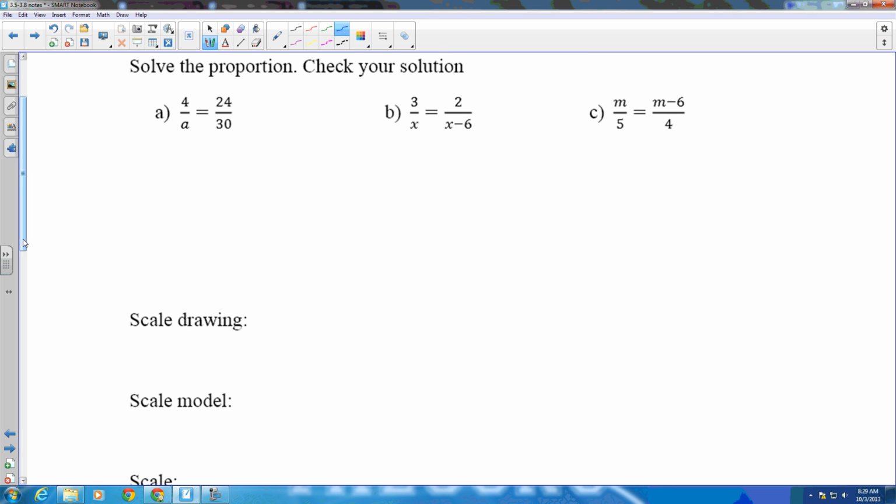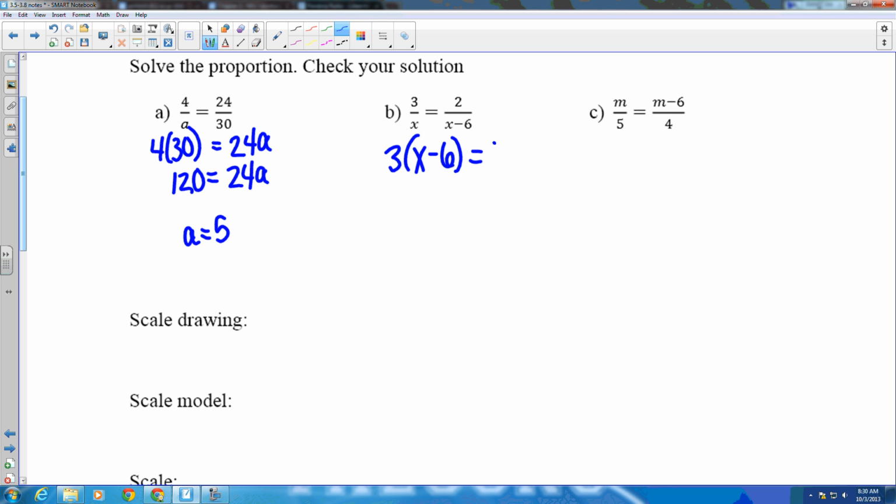Okay, here's some quick problems. 4 times 30 equals 24a. 120 equals 24a. A equals 5. Part B, 3 times x minus 6 equals 2x. 3x minus 18 equals 2x. So subtract 3x from both sides. Negative 18 equals negative x, so x is positive 18.